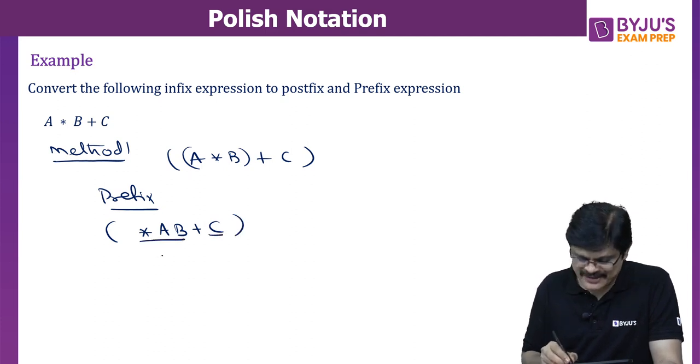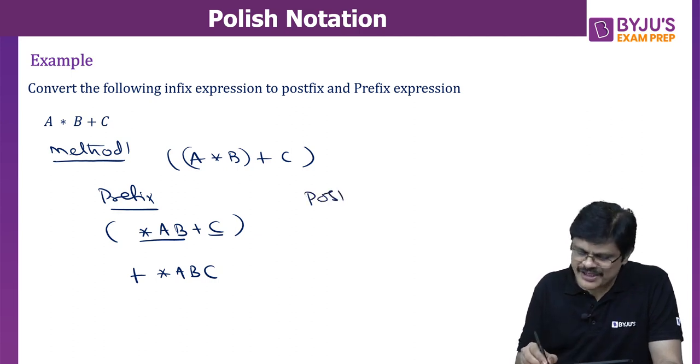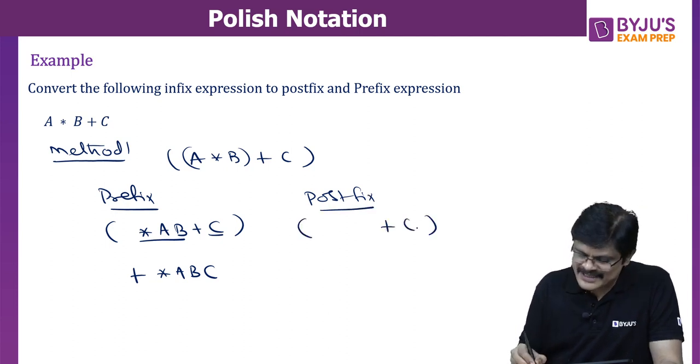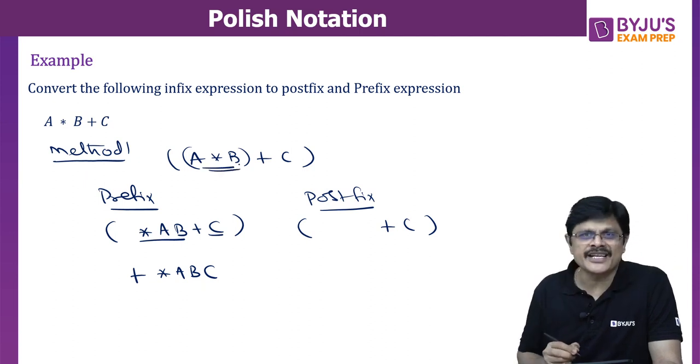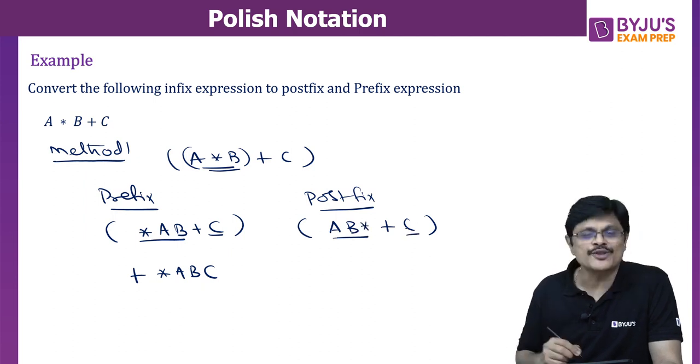Again prefix for this. What is prefix for this? Plus is operator. Star AB operand. C is operand. And you got prefix notation. What about postfix notation, my dear friends? Same story. Write the outside parenthesis as it is, plus C as it is. Now simplify this. What is A star B? Postfix notation. AB star. Now this becomes operand and this becomes operand.